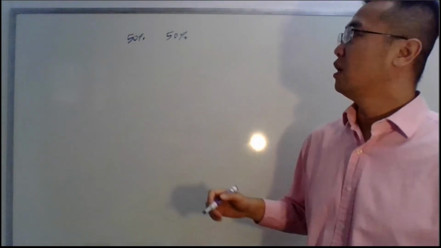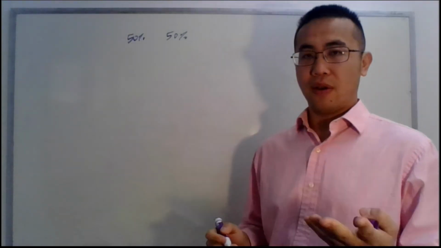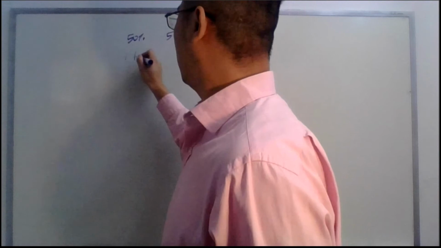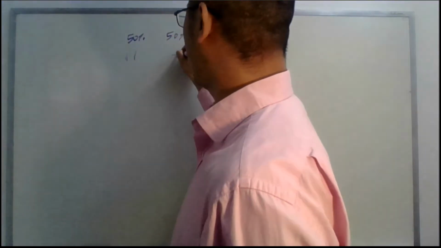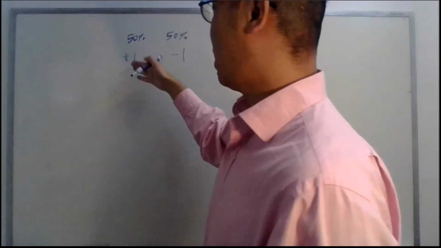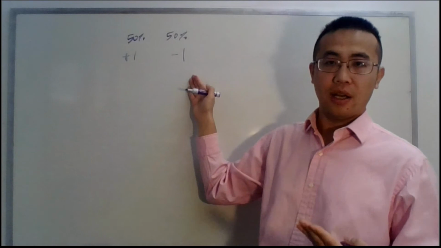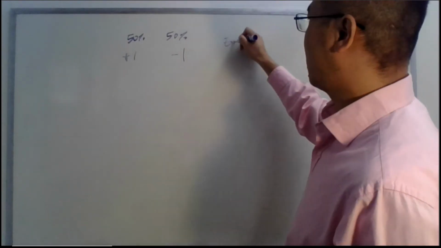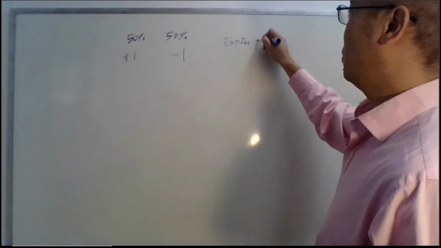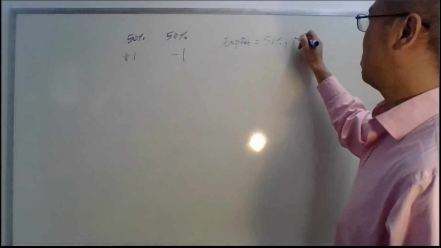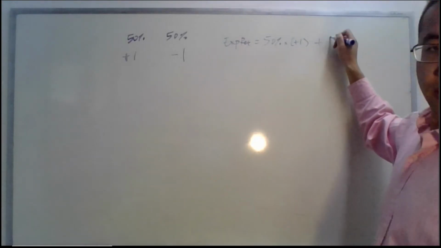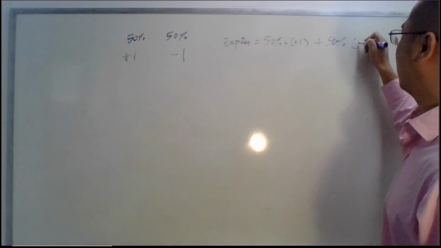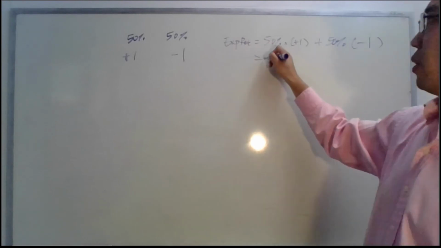50-50, half-half. So let's assume if you get a head, you would earn $1. If you get a tail, you will lose $1. So that's a +1, -1 here, right? So what is your expected value? Well, if you want to get the expected return here, then you would use 50% times +1 plus 50% times -1. So that will be 0.